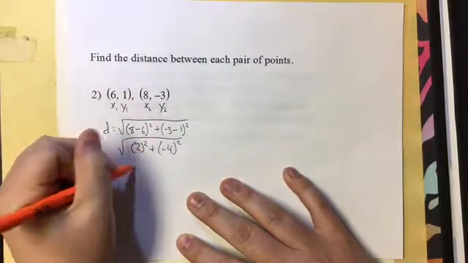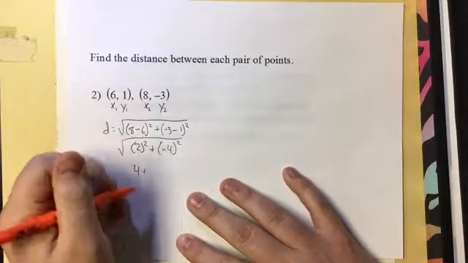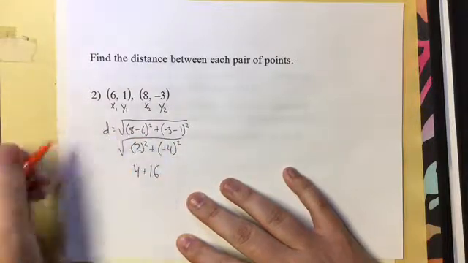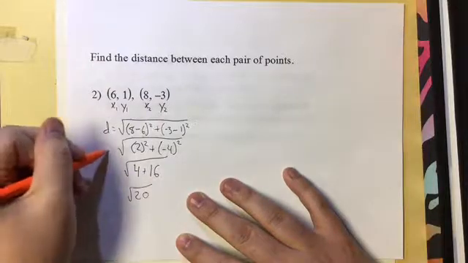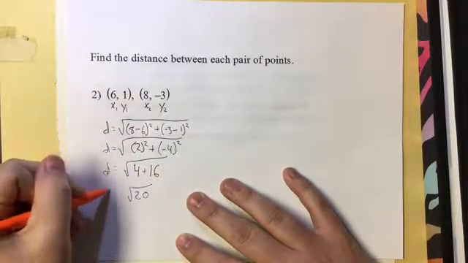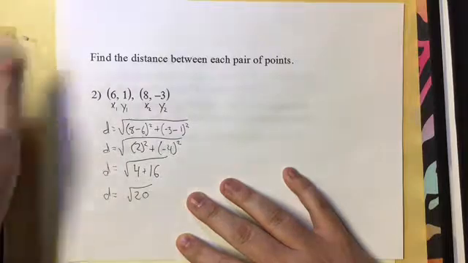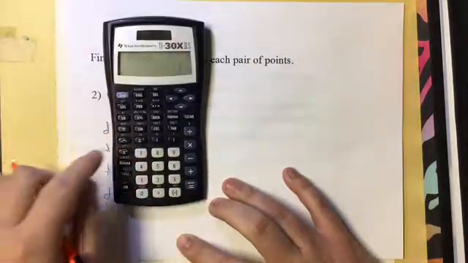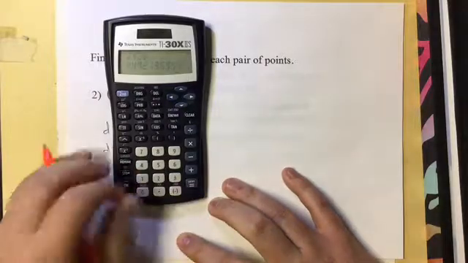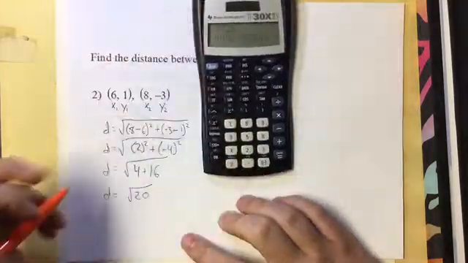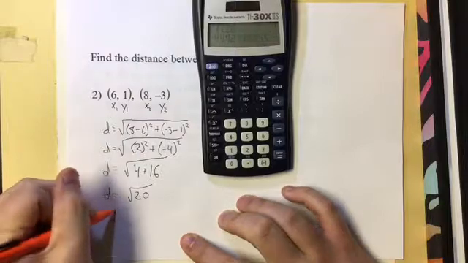2 times 2 is 4. Negative 4 times negative 4 is a positive 16. 4 plus 16 is 20. So our distance is equal to 20, or the square root of 20, sorry. Distance is equal to the square root of 20. So I do the square root of 20, and that gives me right around 4.5 is where that will round off.